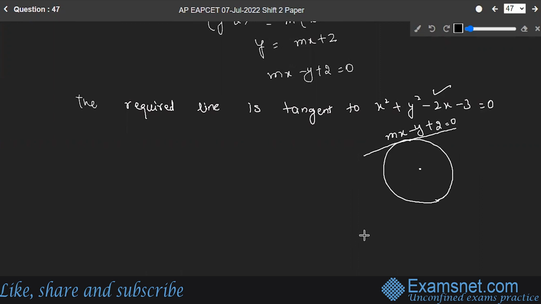What is the center of the circle? You know the center is given by, we just talked about, minus g, minus f. What is g? Half the coefficient of x, which is equal to minus 1, so minus of g will give you 1. Minus of minus 1 will give you 1. And the coefficient of y variable is absent in this equation. So f is going to be 0. This is the center of this circle: 1, 0.